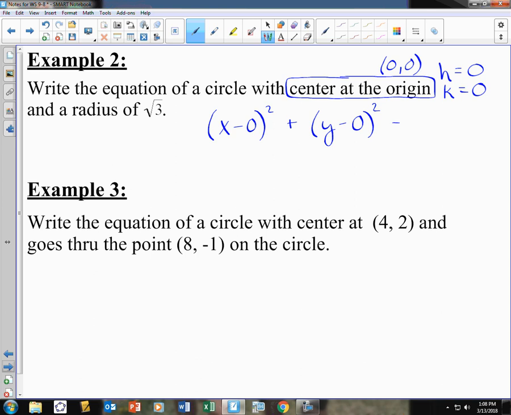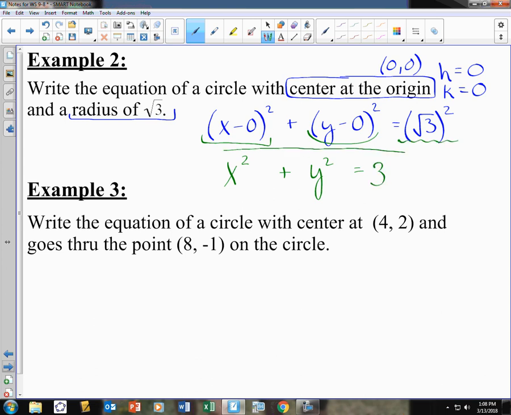Now my radius is the square root of 3, so I'm going to have the square root of 3 squared. And I'm going to do a little simplifying here. This will simplify to just x squared plus y squared, and then this is going to simplify to just 3. So there is a simple equation for a circle centered at the origin.